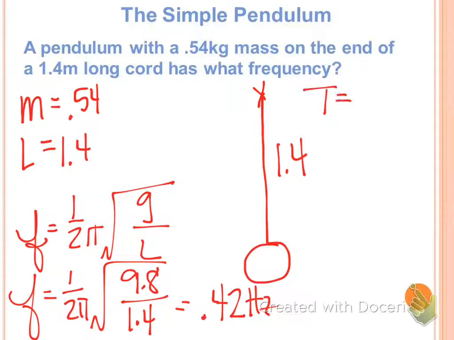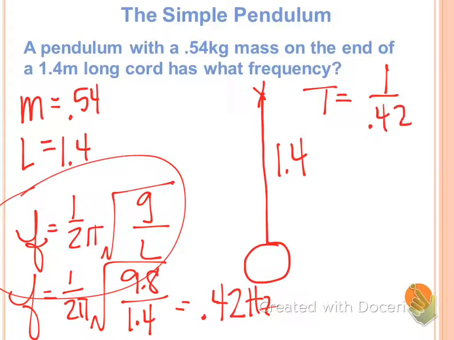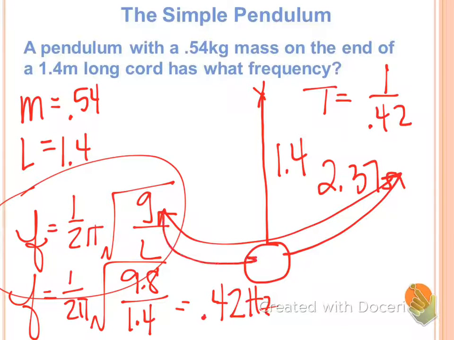If you want to find the period, you don't have to plug it back into the equation that looks kind of like that. We can just say 1 over 0.42, and we should get 2.37 seconds. So 2.37 seconds means it would go over here, then back to the starting point, in 2.37 seconds. Over, back to where it started. 2.37 seconds.